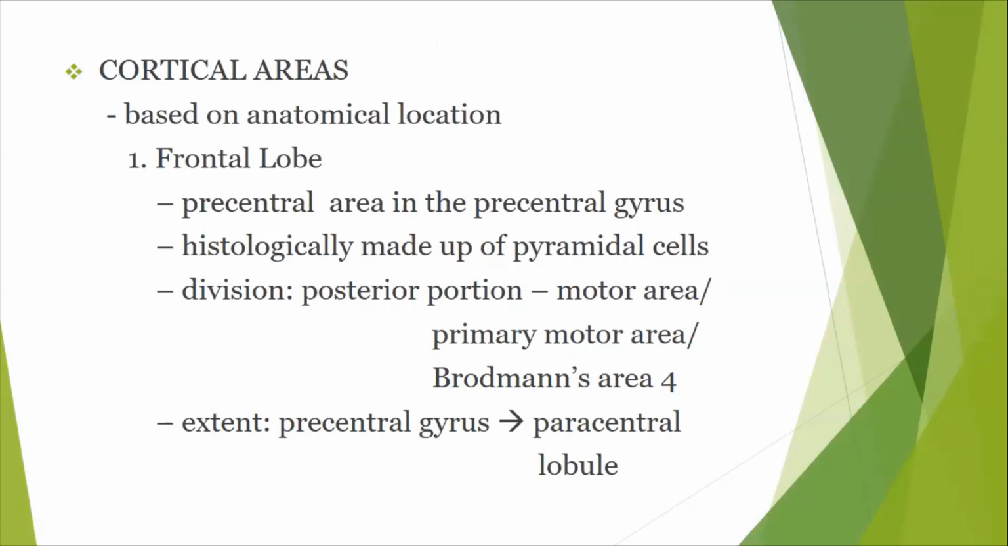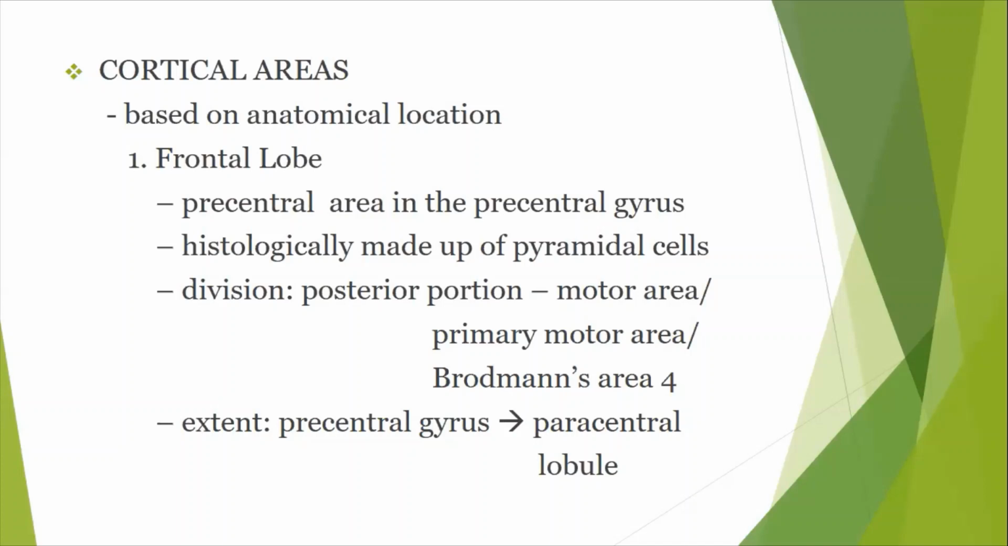So the cortical area based on anatomical location. The frontal lobe, you have the precentral area in the precentral gyrus. Histologically made up of pyramidal cells, and it is divided into portions. The posterior portion is your motor area or primary motor area, or Brodmann's area 4. So this is in the frontal lobe.